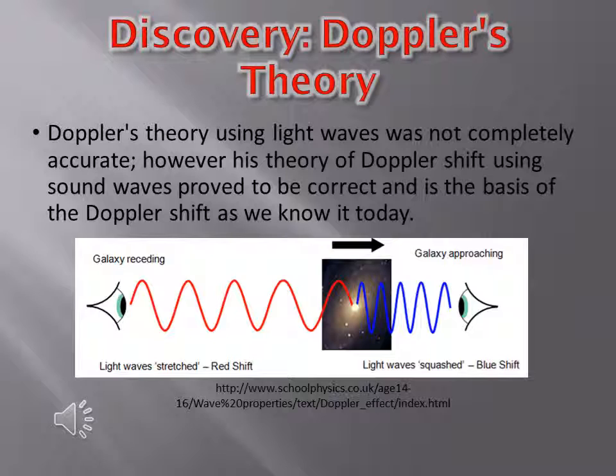Doppler's theory that all stars emit a white light and the perceived color of the stars that we see relates directly to the Doppler shift phenomenon, where a red shift means the star is moving away from the viewer and a blue shift means the star is moving towards the viewer, wasn't quite accurate. However, his theory of Doppler shift using sound waves ended up being correct, and that is what we base the Doppler shift as we know it today off of.